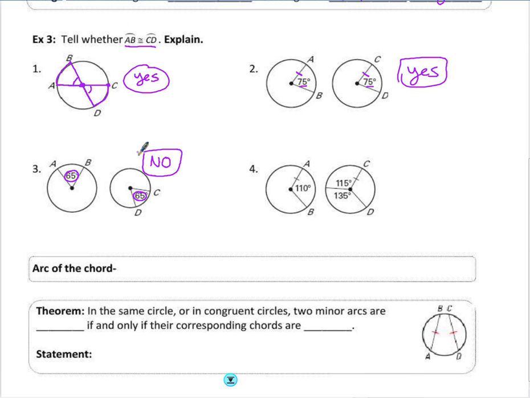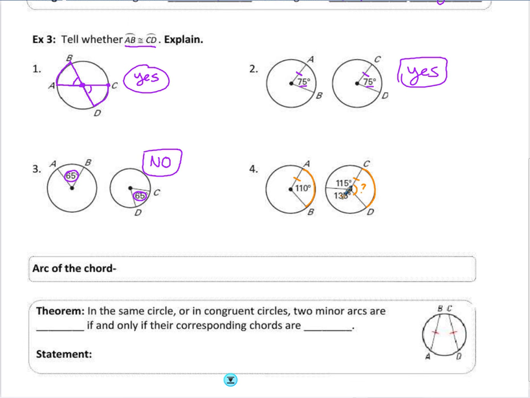Here they want to know if arc AB is congruent to arc CD. Now I know that the radii are the same, that's good, but I need to know if this angle is equal to 110. And the only way I can find that is by adding up the other two angles that I have and then subtracting that from 360.